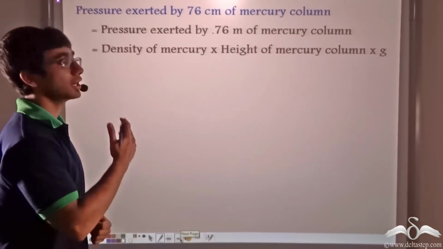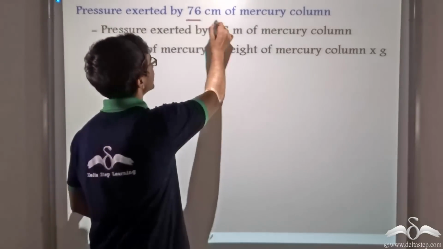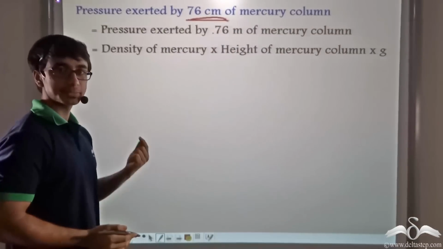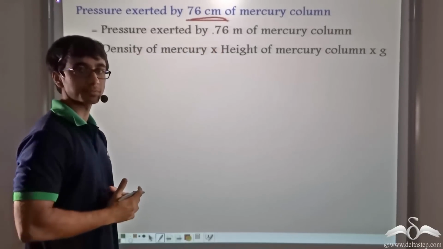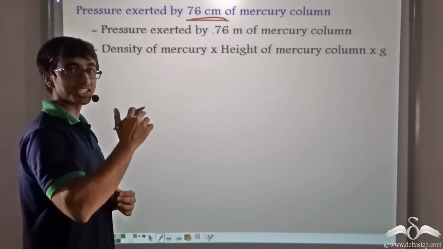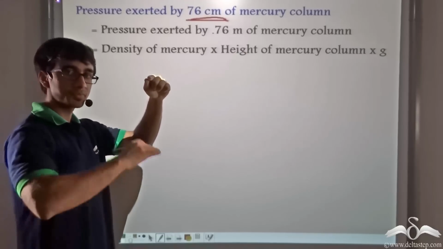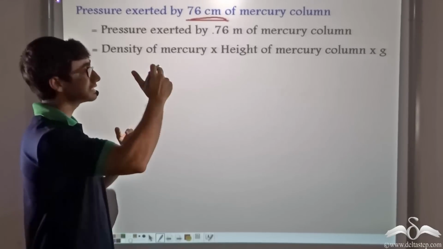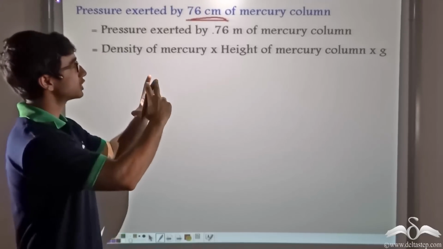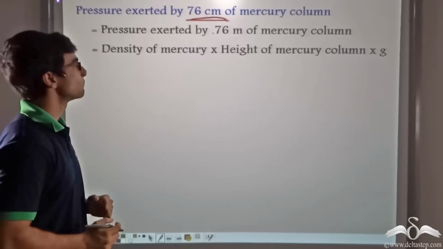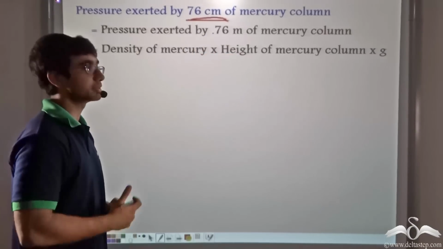So now let us find out how we can calculate the pressure that is being exerted by 76 centimeters of mercury column. Earlier we found out that this pressure being exerted by 76 centimeters of mercury column is equal to atmospheric pressure, because when the mercury becomes stationary at point B, at a height of 76 centimeters from the surface of mercury in the trough, this is exactly equal to the atmospheric pressure. That is, the pressure exerted by the mercury column will be equal to the atmospheric pressure. So if we can find out the pressure exerted by mercury column, we can find out the atmospheric pressure.